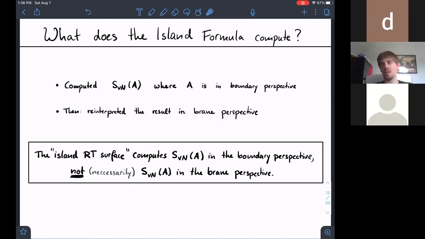But now let's get to the main part of the talk, namely trying to understand what we've actually done. What we've done is that we computed the von Neumann entropy of some subregion A, where the subregion was defined in the boundary perspective. And then we've taken this result and reinterpreted it in the brane perspective. So what we learn from this is that this island RT surface computes the von Neumann entropy of a region A in the boundary perspective after the Page time, but it does not, at least not necessarily or not obviously, compute the von Neumann entropy of a region A in the brane perspective. And moreover, it's not even clear that it computes any sort of entropy in the brane perspective.